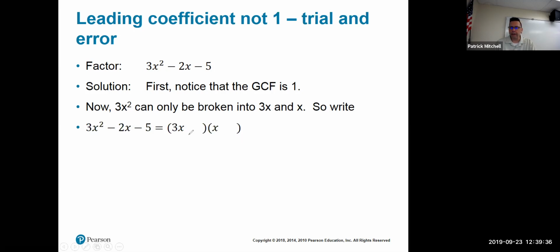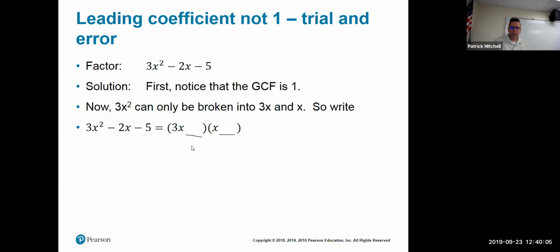So now I have to decide what to put in these blanks. Okay. The good news is that those two numbers will multiply to 5. Okay, so that part is just like the last example. The bad news is those two numbers will not add up to -2. That part is out the window because of this 3 sitting in front. So this is a little bit more work.